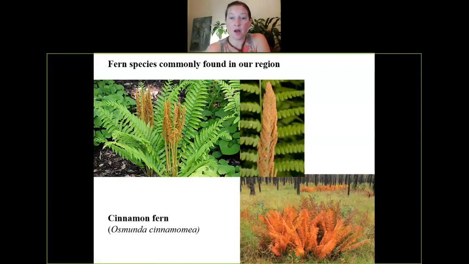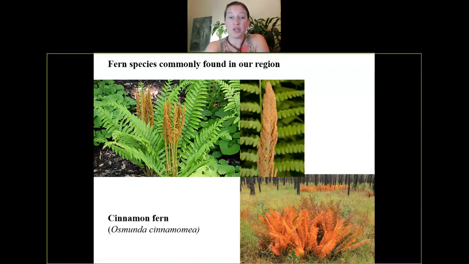Cinnamon fern is another common one. It also has those 2 types of leaves, so some leaves that are just normal and green, and then some leaves that only bear the sporangia. It's called cinnamon fern because the spore-bearing leaves look kind of cinnamony. Also, when it's fall, the whole plant turns this very beautiful orange color, kind of like a cinnamon color.